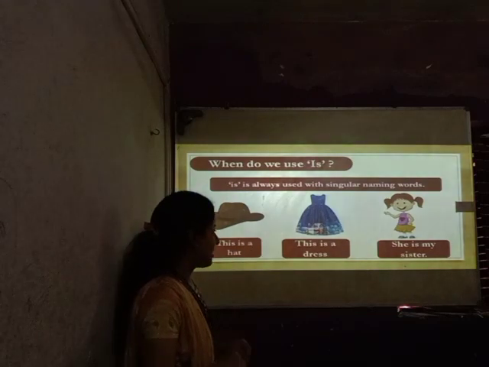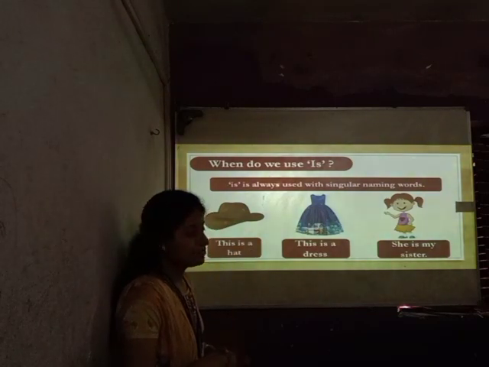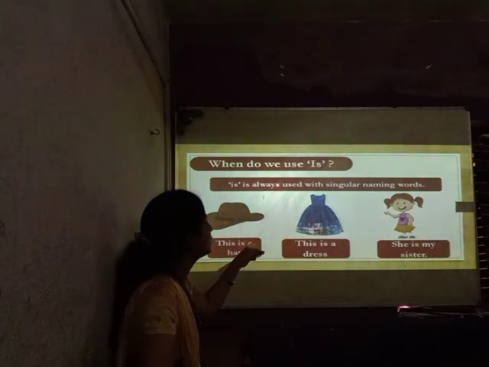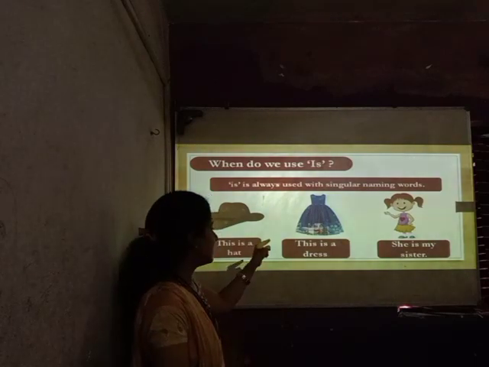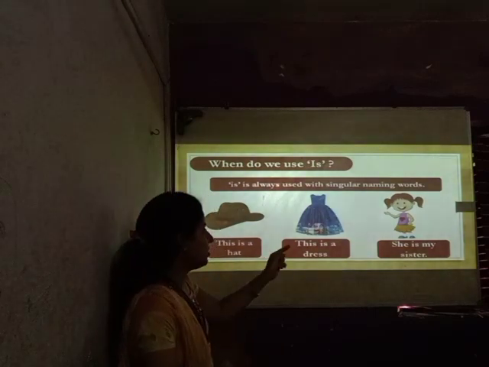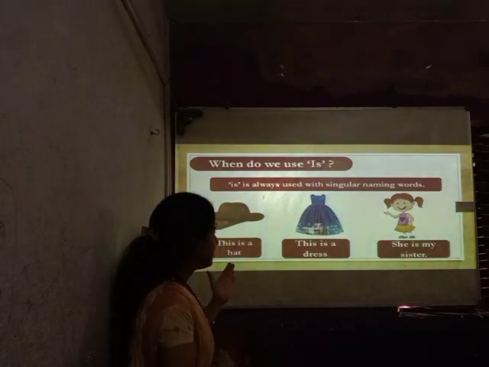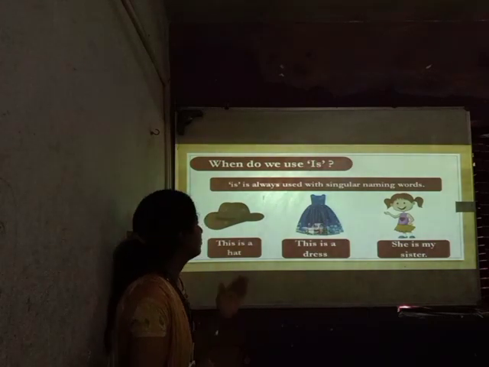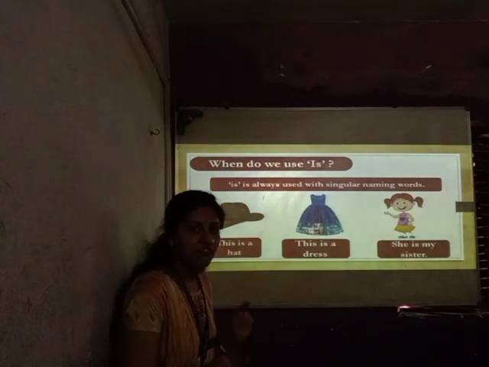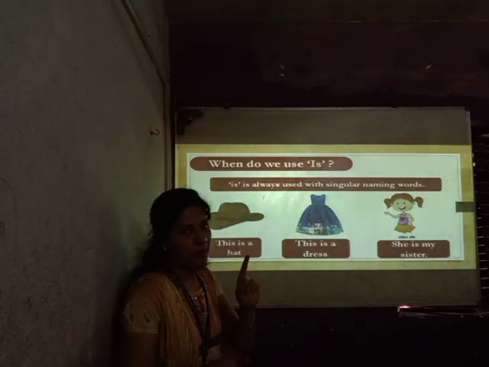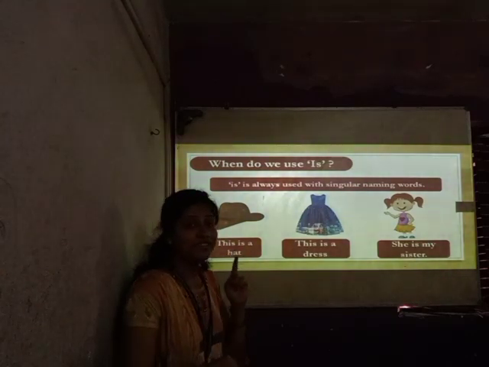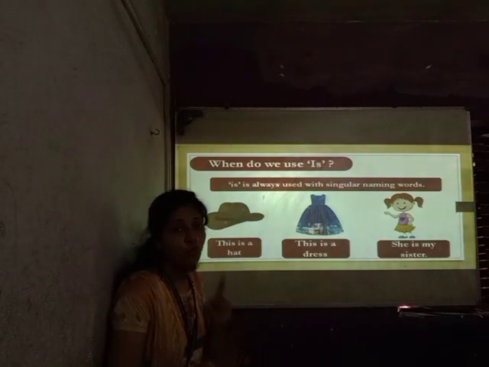Okay. Now see the next example. This is a dress. Now see, it's singular. The naming word dress is there. Okay. So this is a dress. In this sentence we had used is. She is my sister. Here also we had used is. So understood when we used is. So we use is always with the singular naming word when it is only one in number.